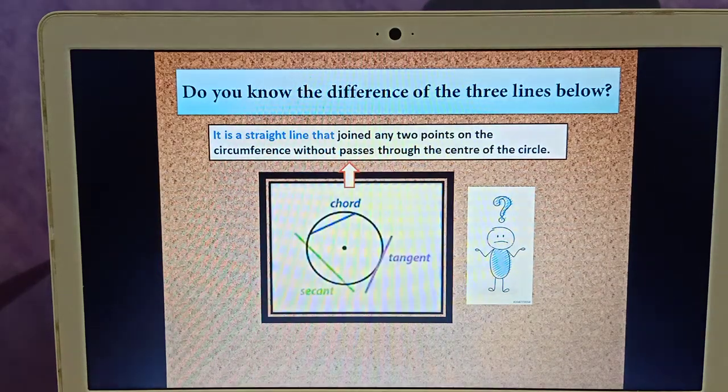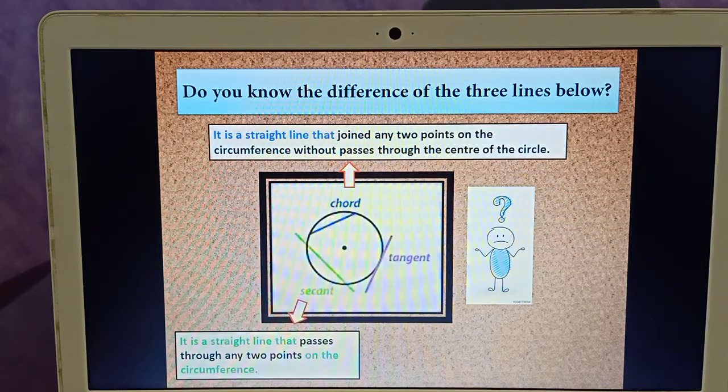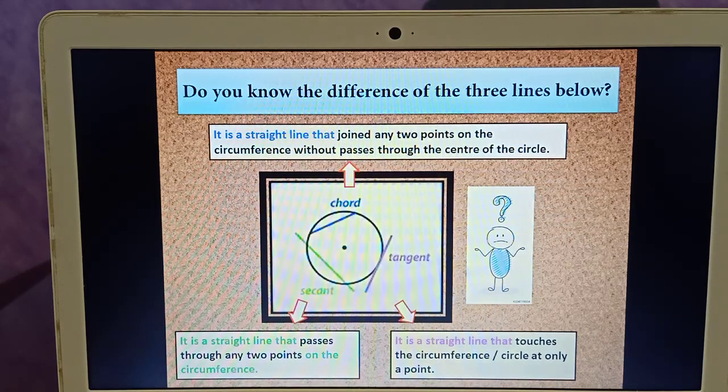Okay, so this is the definition. Chord is a straight line that joins any 2 points on the circumference without passing through the center of the circle. Meanwhile, secant is a straight line that passes through any 2 points on the circumference. Tangent is a straight line that touches the circumference or the circle at only a point. What is the name of the point again? Point of tangency. Okay, next.